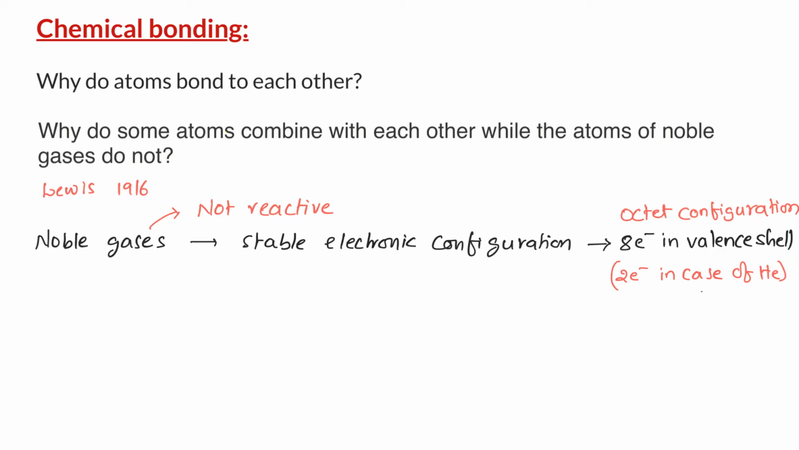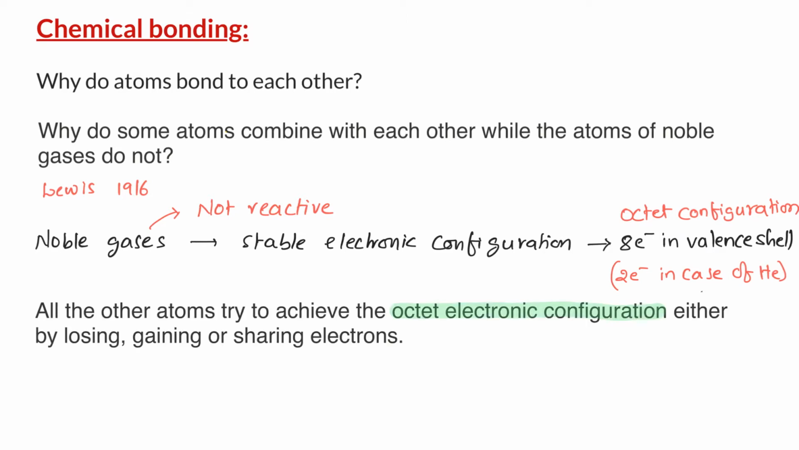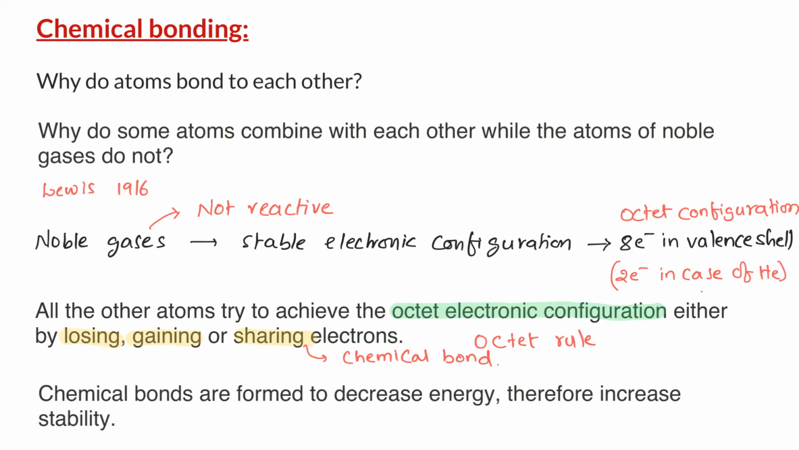All the other atoms try to attain the octet electronic configuration either by losing, gaining, or sharing electrons. This is called the octet rule. The losing, gaining, or sharing of electrons is nothing but the formation of a chemical bond. Chemical bonds are formed to decrease energy and therefore increase stability. In most cases, atoms only use the electrons in the outermost shell or valence shell in chemical bonding.